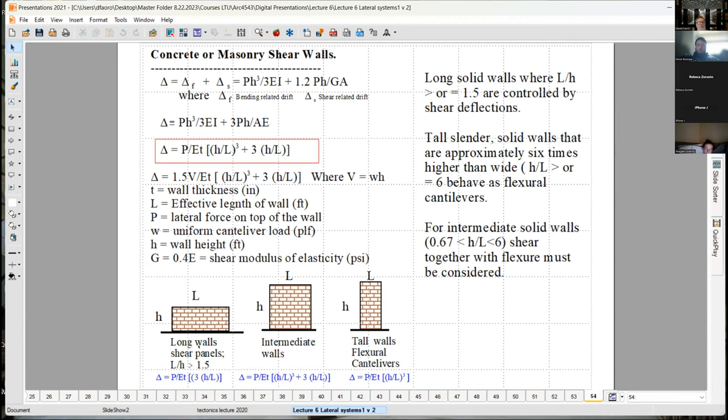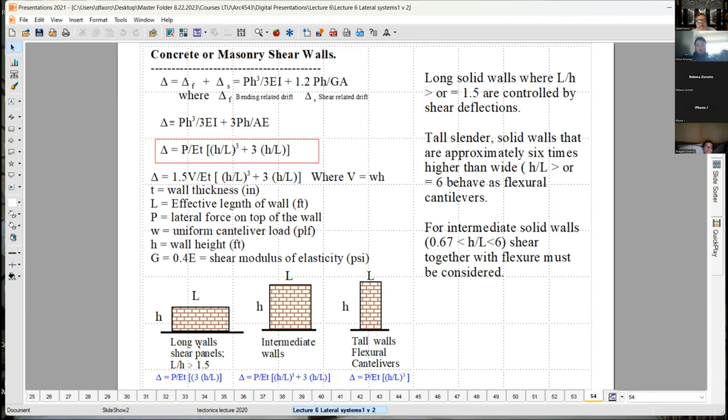If you have a long, low wall, that's a wall that's going to be dominated by shear distortion and deformations. It's not going to be dominated by bending. So when L over H, the length of the wall divided by the height of the wall where the force is applied, is greater than 1.5, you have a long, low wall. The formula is P divided by E times T times 3H over L. Units should be consistent. So P should be in kips and E should be in KSI. T would be in inches, but notice the H over L again is unitless because it's a ratio. We don't have to switch to inches.